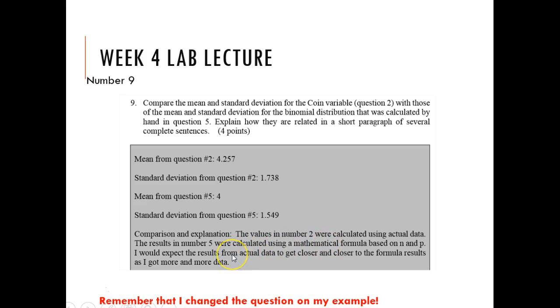I would expect the results from the actual data to get closer and closer to the formula results as I got more and more data. In other words, if I flipped that coin a bazillion times and my probability was truly 2/5, I would expect this mean to get closer to this, and this standard deviation, this to get closer to this 1.549. But since I just did it based on 10, that explains the little difference there. So anyway, an easy one.